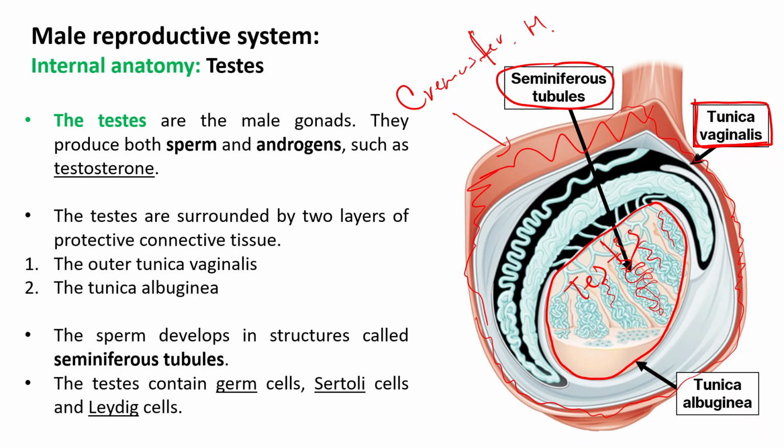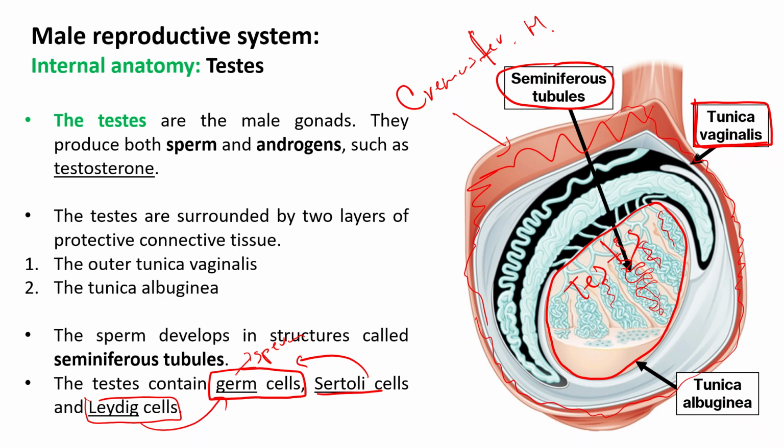So within the seminiferous tubules, we have three important cells. We have the germ cells, which are also the sperm, right? It's the male gametes. We have the Sertoli cells, which are cells that support the sperm. And we have Leydig cells, which are cells that produce hormones, also important in the development and maturation of the sperm. Now, all of them are within the seminiferous tubules.